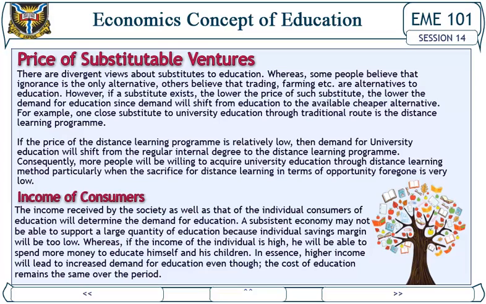Income of consumers. The income received by the society as well as that of the individual consumers of education will determine the demand for education. A subsistence economy may not be able to support a large quantity of education because individual savings margin will be too low, whereas if the income of the individual is high, he will be able to spend more money to educate himself and his children. In essence, higher income will lead to increased demand for education, even though the cost of education remains the same over the period.